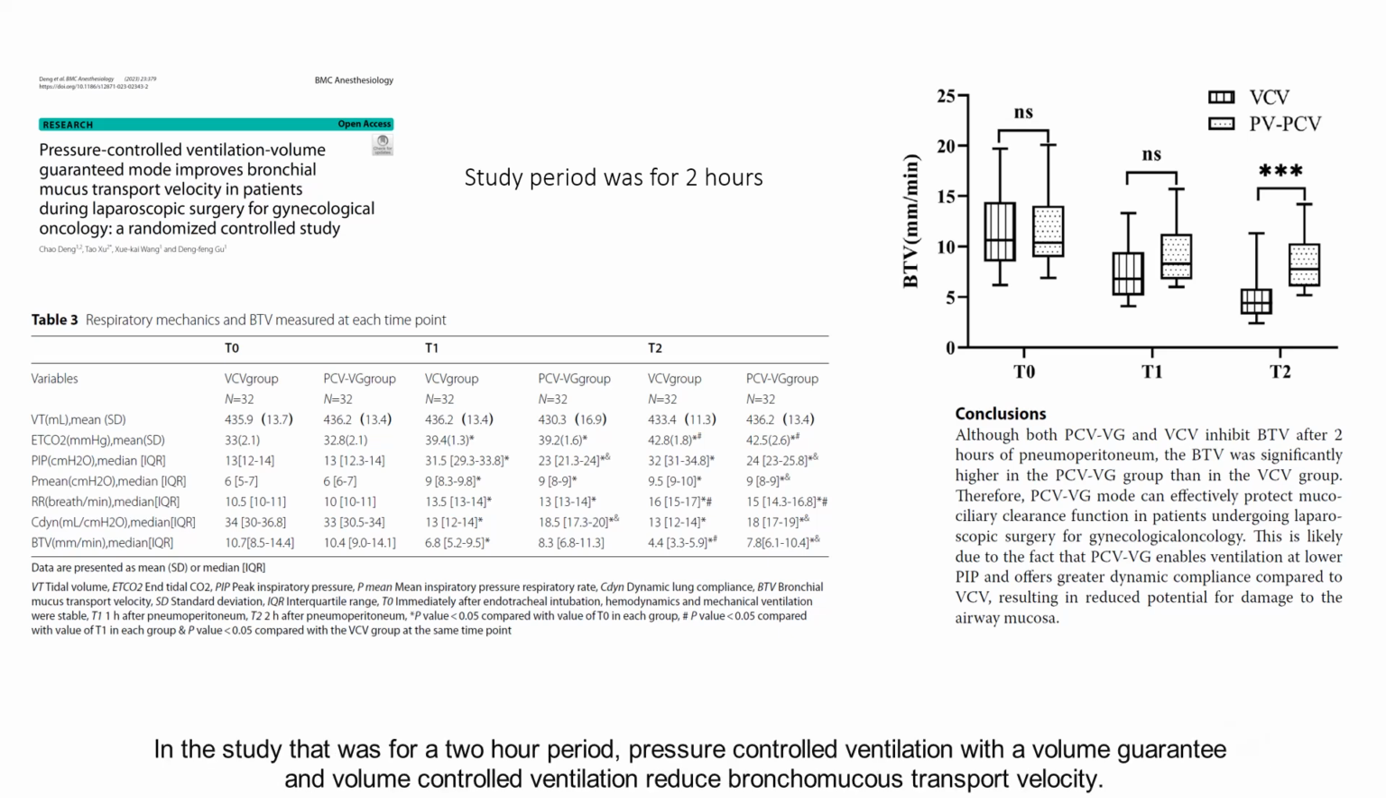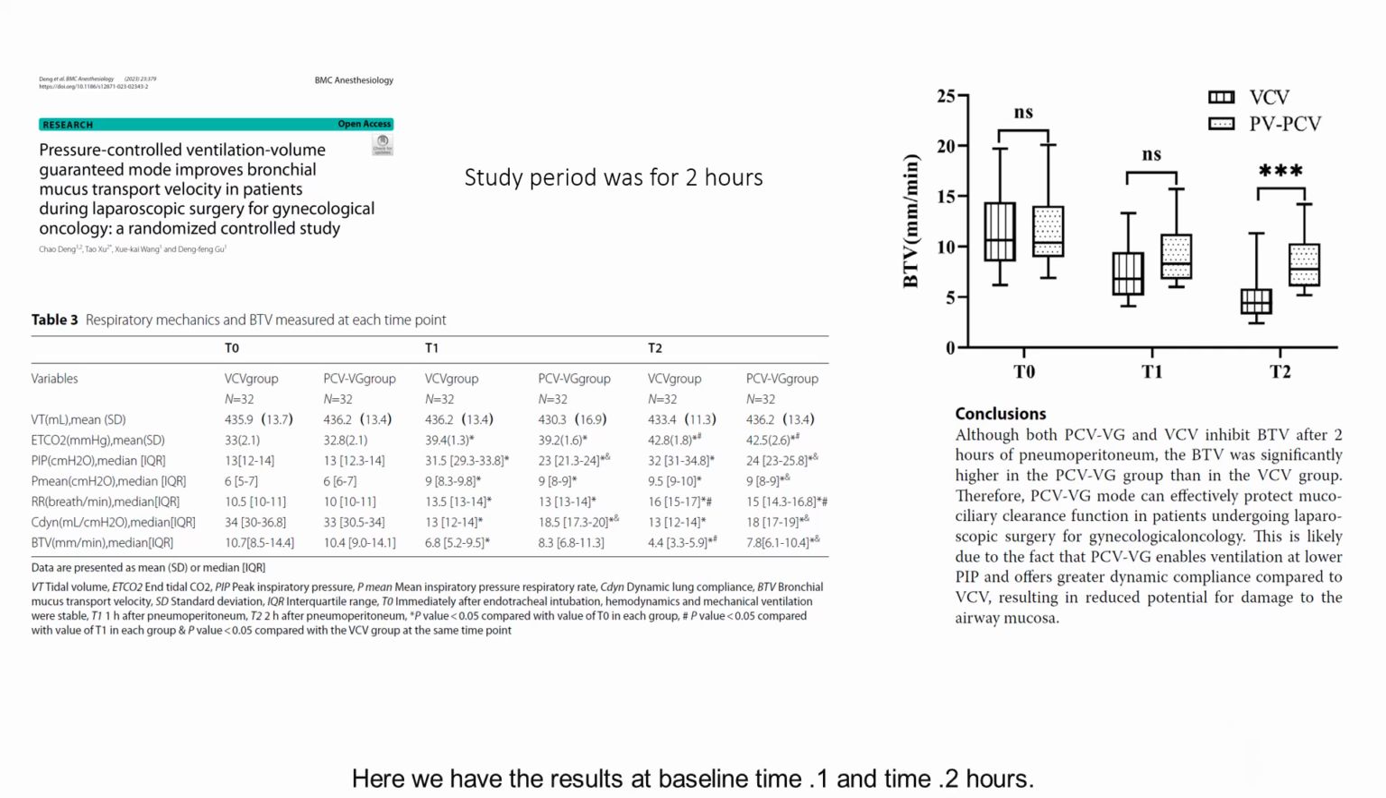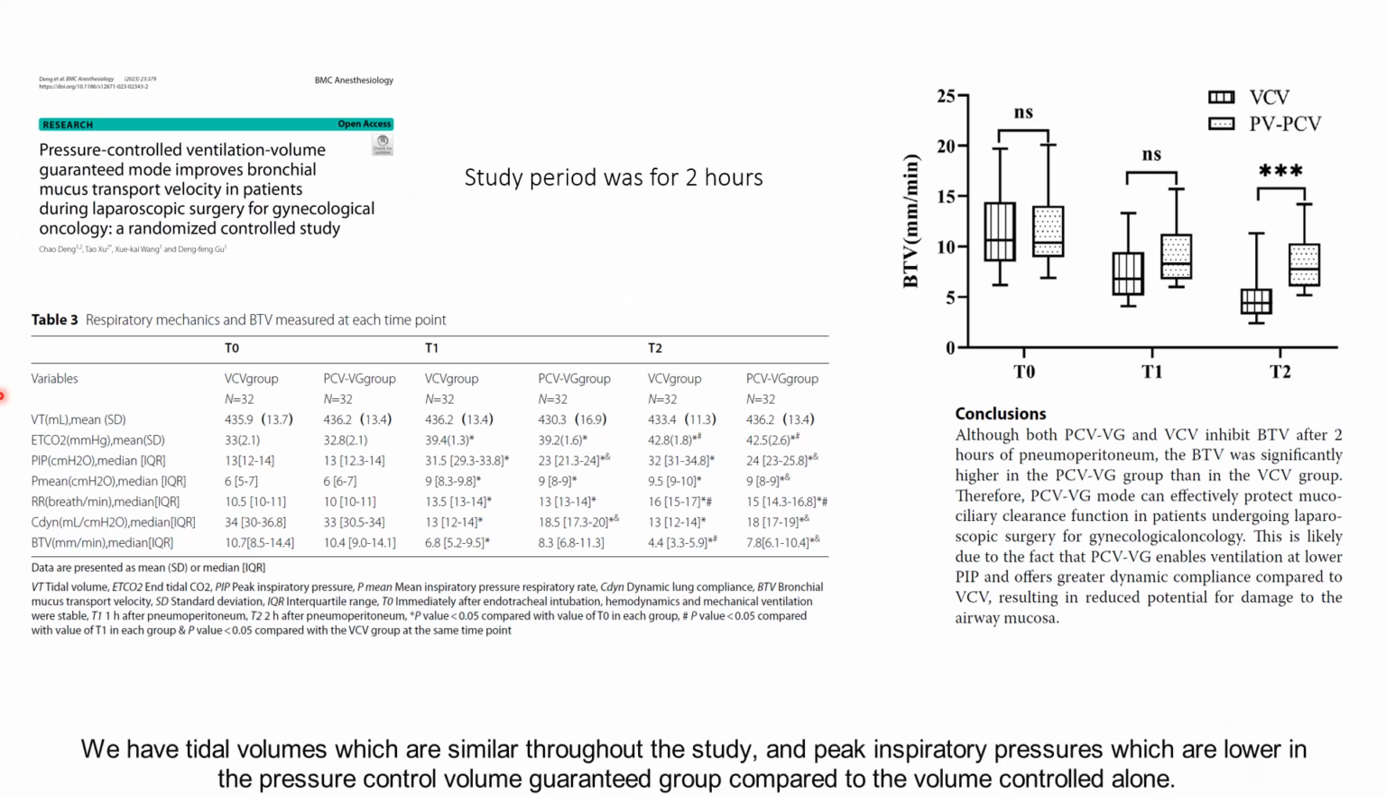In the study that was for a 2-hour period, pressure controlled ventilation with a volume guarantee and volume controlled ventilation reduce bronchomucus transport velocity. Here we have the results at baseline, time point 1 and time point 2 hours. We have tidal volumes which are similar throughout the study and peak inspiratory pressures which are lower in the pressure control volume guaranteed group compared to the volume controlled alone.